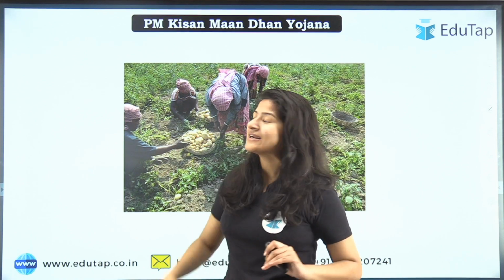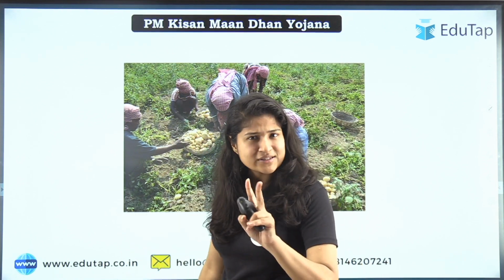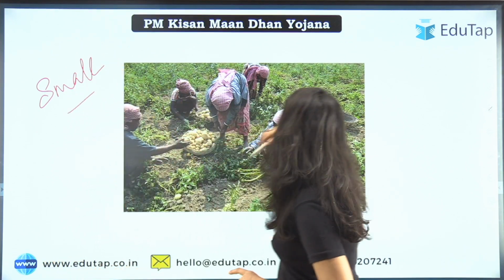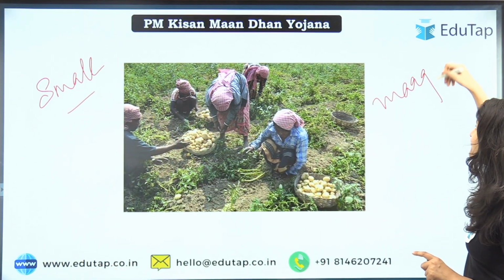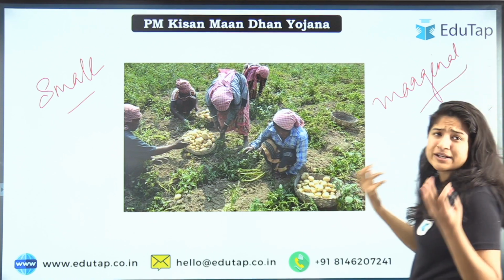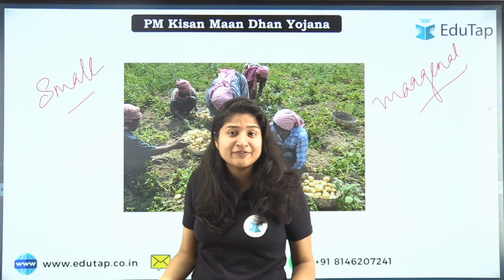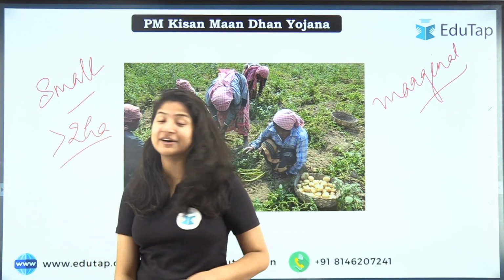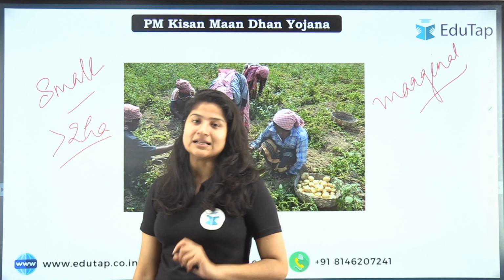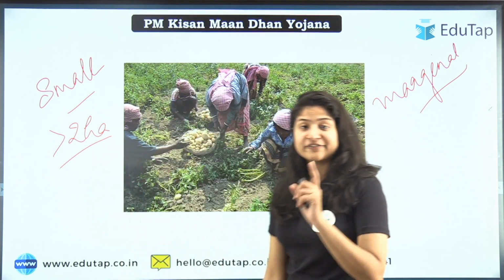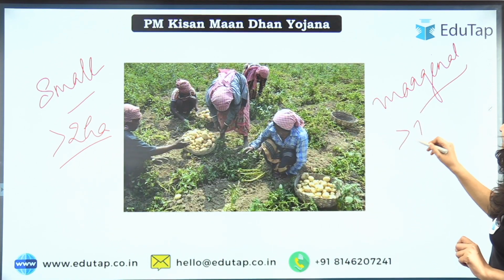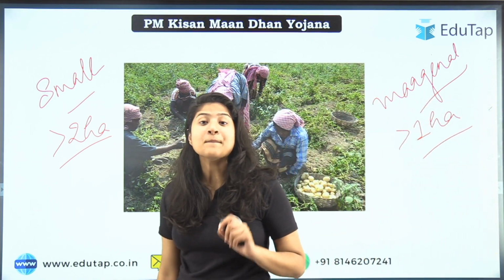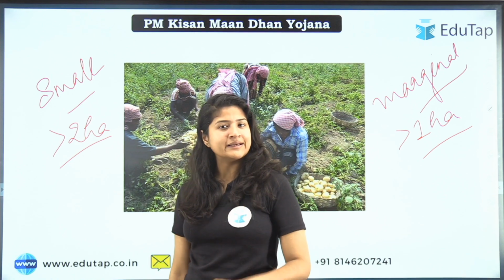So see, before understanding the scheme, let's first understand two very easy concepts. The first one is the difference between a small farmer and a marginal farmer. For the people who do not know, let's understand what a small farmer is and whom we call a marginal farmer. Any farmer who has a land holding of less than 2 hectares is considered to be a small farmer. And any farmer whose land holding is less than 1 hectare is considered to be a marginal farmer. Alright, one thing is this.